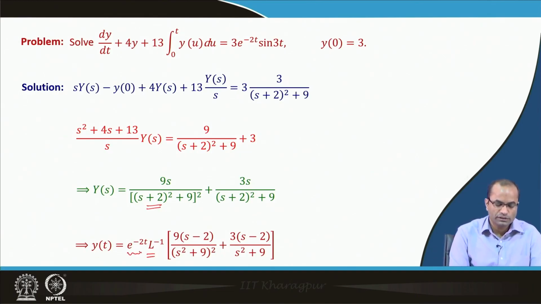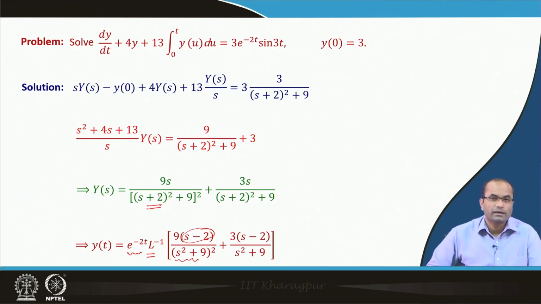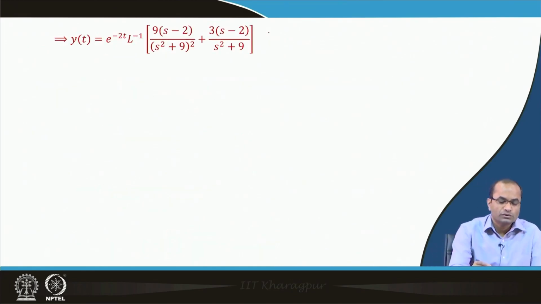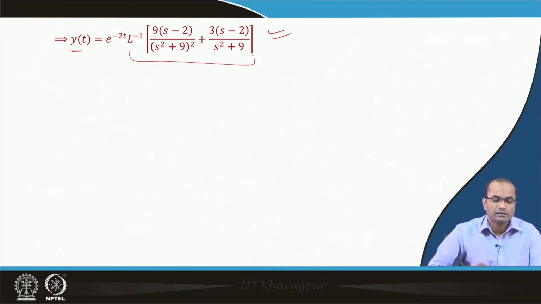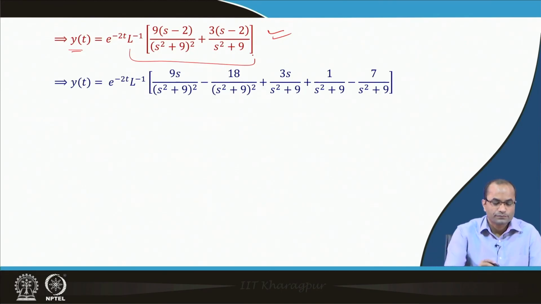So, e power minus 2t will come out, and then the Laplace transform of 9s will be shifted as s minus 2. Here also this s is shifted by 2. So, we have (s² + 9) whole squared, plus here also we have s² + 9, and there 3, and s is now written as s minus 2. So, having this expression for y(t), we need to take this inverse Laplace transform. So, let us break it into fractions.